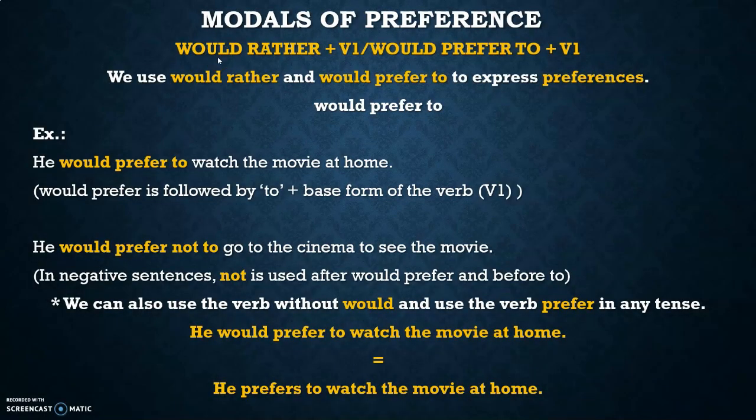The fourth group of modals is modals of preference. We use would rather and would prefer to express preferences. Let's start with would prefer to. He would prefer to watch the movie at home. In this sentence, we understand that his preference is watching the movie at home. He would prefer not to go to the cinema to see the movie. Remember that in negative sentences, not is used after would prefer and before to.